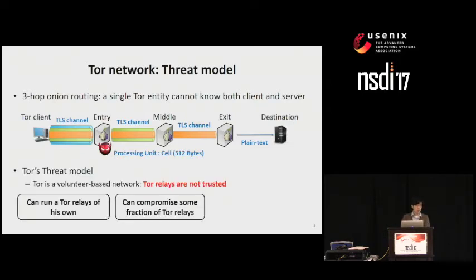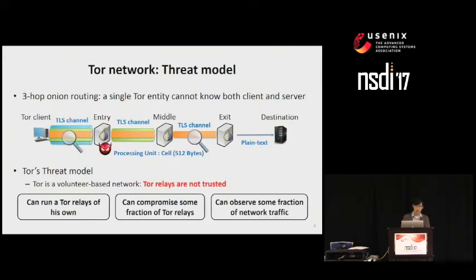Since Tor is a volunteer-based network, Tor relays are not trusted by design. The current Tor threat model assumes an active attacker who can operate his own Tor relays. Also, he can compromise some fraction of relays. Finally, Tor assumes an adversary who can observe some fraction of Tor traffic.